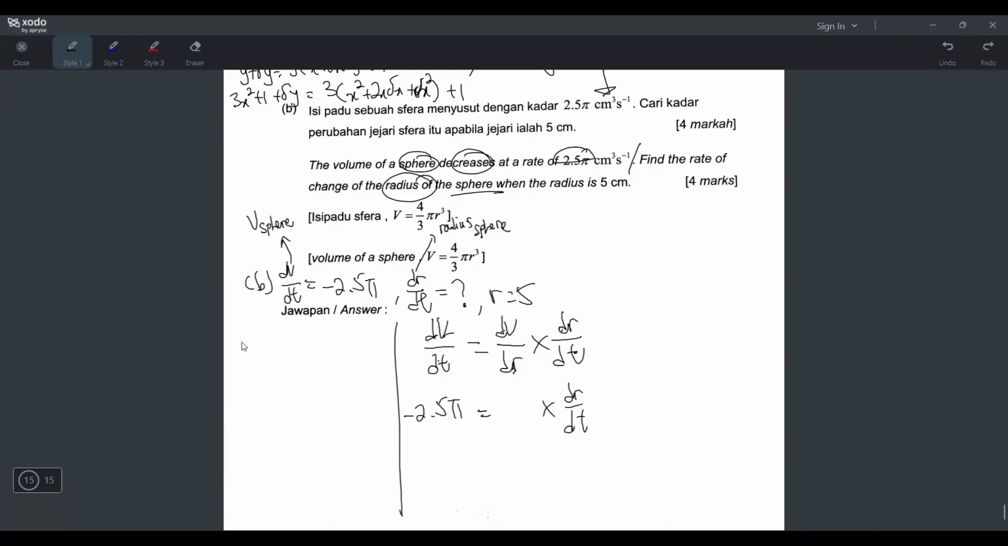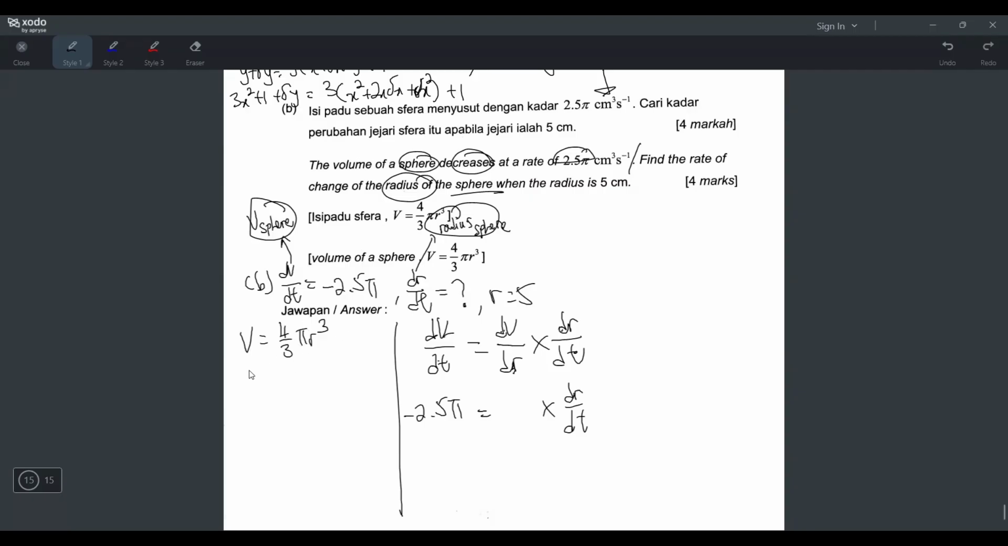First, you need to have your equation V in terms of r first. And they even give it to you already. The volume of sphere formula is 4/3 pi r cubed. This is the formula that can relate the V and r together. Volume of sphere and the radius of sphere. This is how you relate them into one equation.